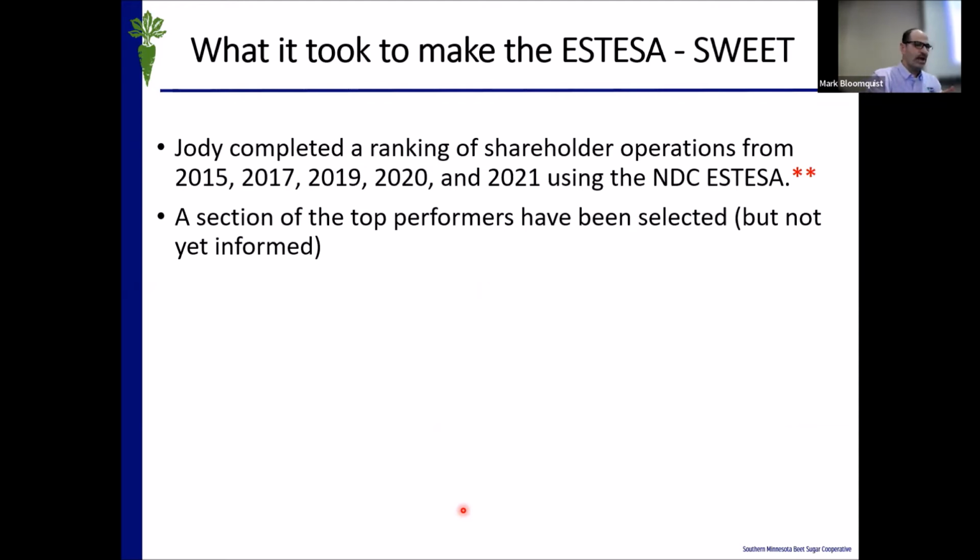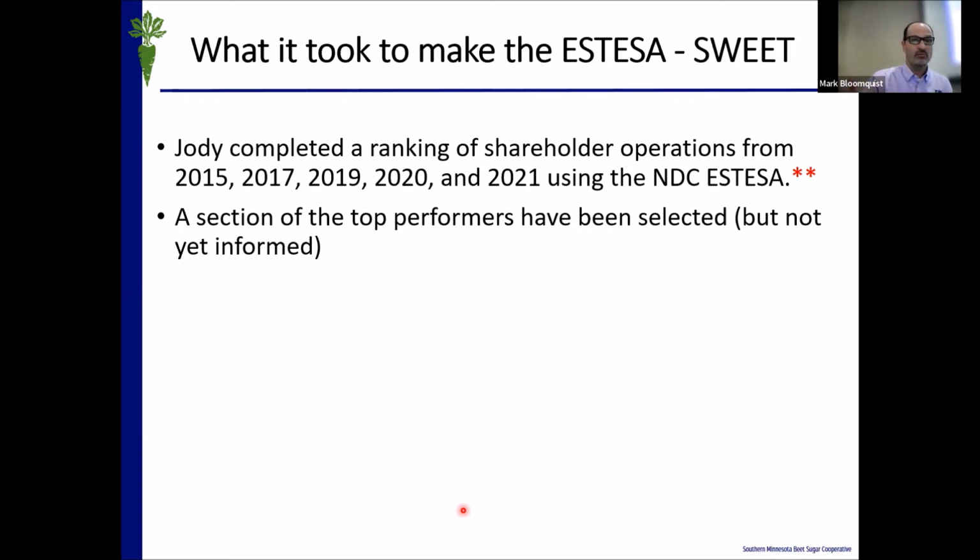So what we did is we had Jody complete a ranking of shareholder operations from the years 15, 17, 19, 20, and 21. Okay, double breadcrumb for myself because I want to make sure that I remind you. You're going to ask, why not 16 and 18? I think it's obvious, right? We had epidemic proportions of surpassed leaf spot, overwhelmed some of the practices of these groups, and it really complicated the numbers. So we just eliminated them, made a very nice set of numbers.